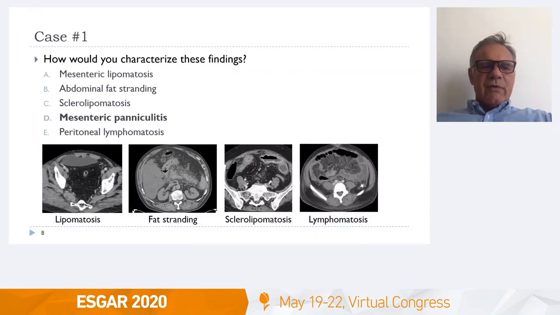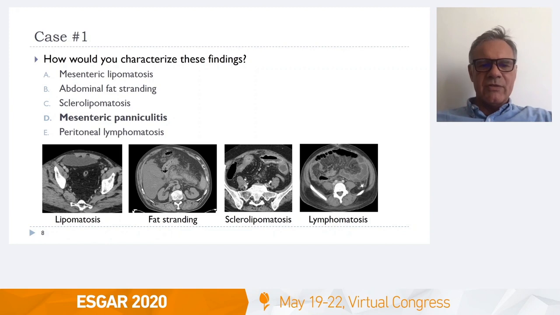Okay, I think most of you have the diagnosis. It's a mesenteric panniculitis. Just to show you some examples of the other entities at the bottom of the slide. On the left, you have a lipomatosis. Lipomatosis is fat surrounding the bowel loops. Fat stranding is completely different.